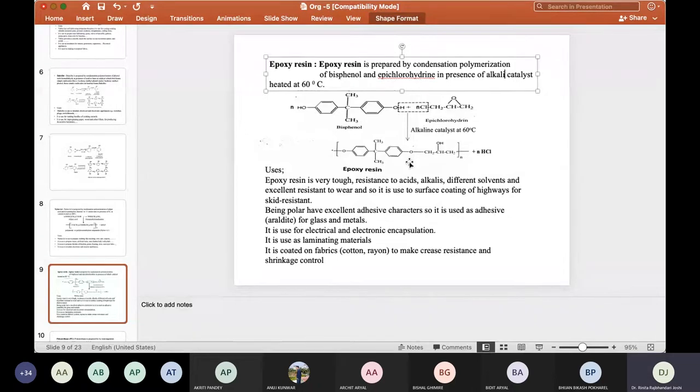Now, being polar, what do we understand? The polymer that is formed is polar due to this oxygen, and this oxygen still has a lone pair of electrons to share. So being polar, it has excellent adhesive character, so it is used as an adhesive for glass and metals.